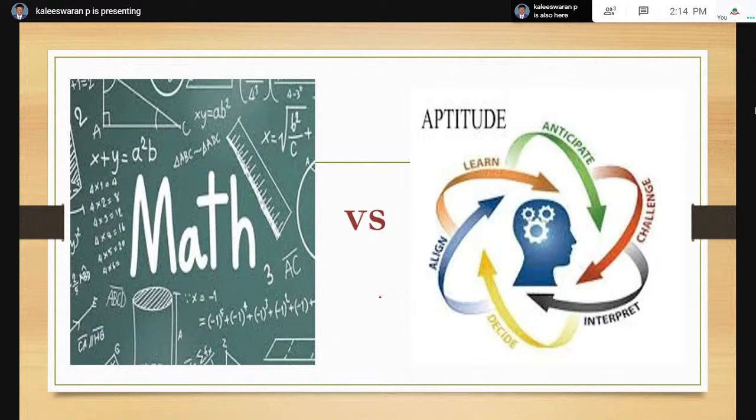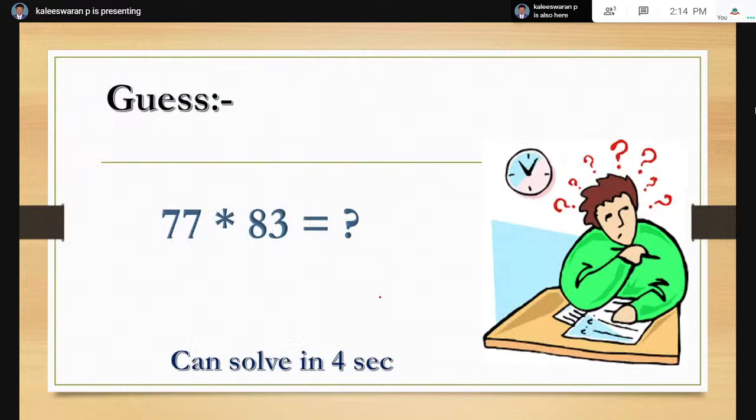Okay, you can understand this difference through an example. Can you multiply 77 into 83 within 4 seconds? How to solve this question? Try it yourself. Try to solve this problem within 4 seconds.